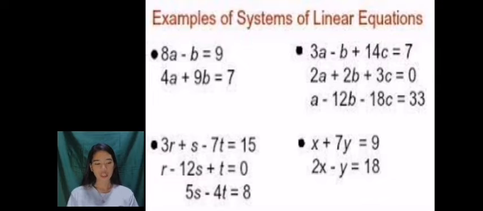Then the third example is 3r plus s minus 7t equals 15, 7r minus 12s plus t equals 0, and 5s minus 4t equals 8. And the last example of a system of linear equations is x plus 7y equals 9 and 2x minus y equals 18. So this is an example of a system of linear equations.